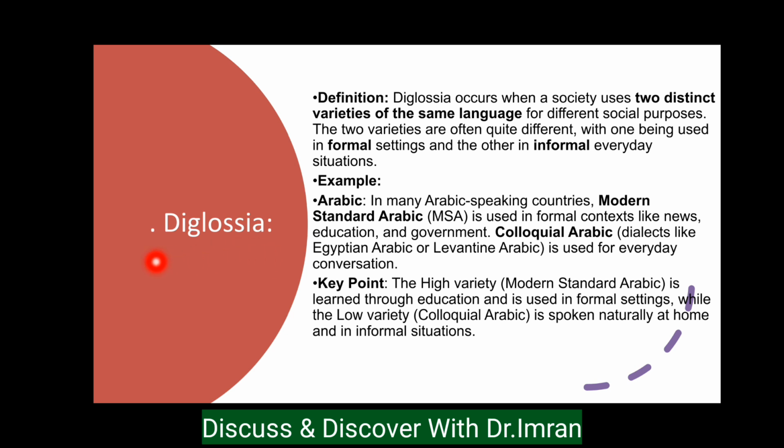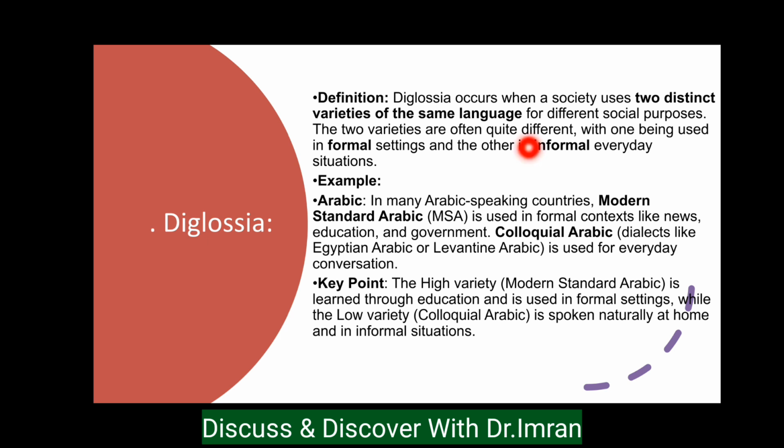First, we will be talking about diglossia. Definition: diglossia occurs when a society uses two distinct varieties of the same language. So this is the definition of diglossia. When a society or a single speech community uses two distinct varieties of the same language. One language but two different varieties used by the same or single speech community.